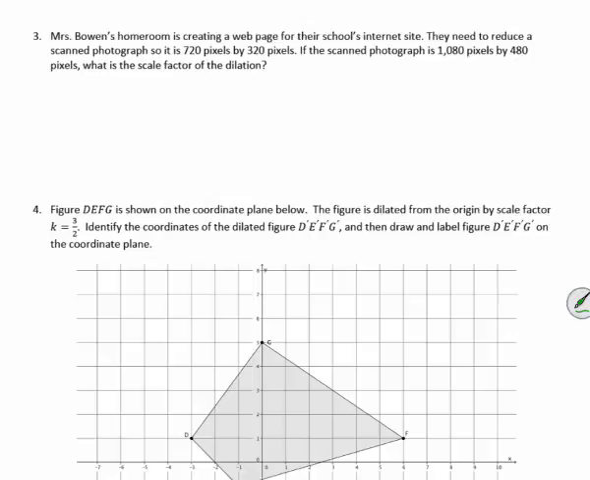Mrs. Bowen's homeroom is creating a web page for their school's internet site. They need to reduce a scanned photograph, so it is 720 pixels by 320. They tell us what it is. What is the scale factor of the dilation? So here, this is your original, or pre-image, and this is your image.